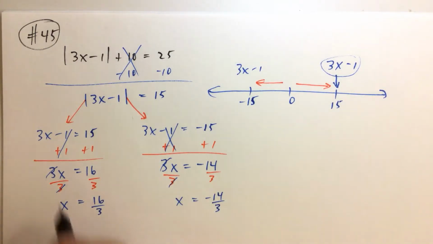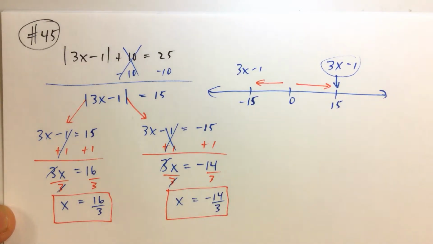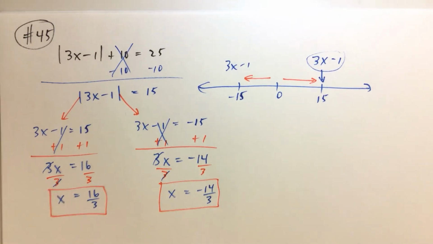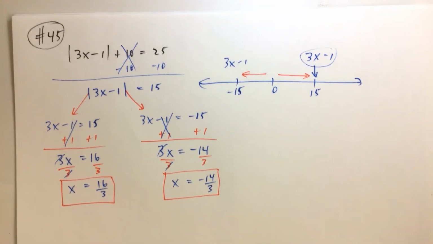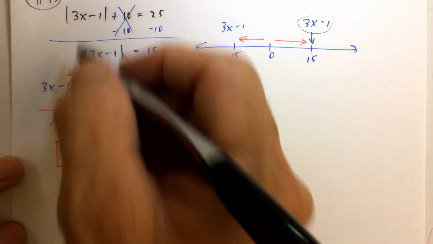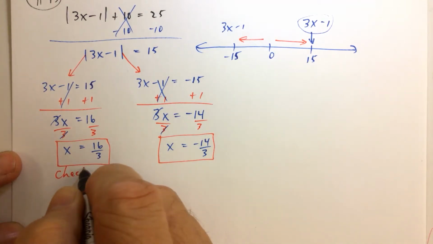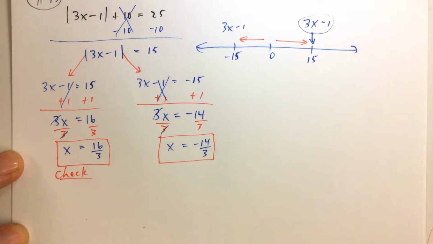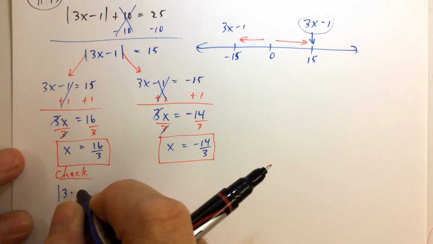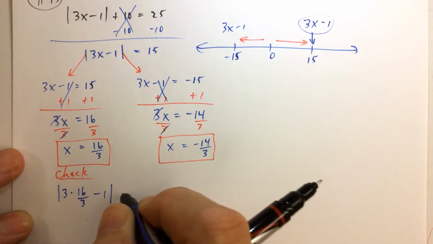When I get fractions, I think to myself, I really don't want to substitute these back in. But if we are diligent about our work, if this were a test, I would do it anyway because I noticed 3 times 16 thirds, that's not so bad. So we're going to check each one of these, and we're going to replace x in the original equation with the numbers that we got. 16 thirds in the first one.